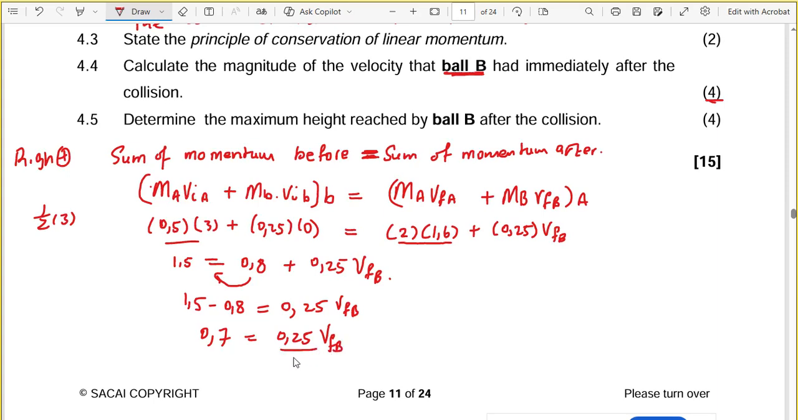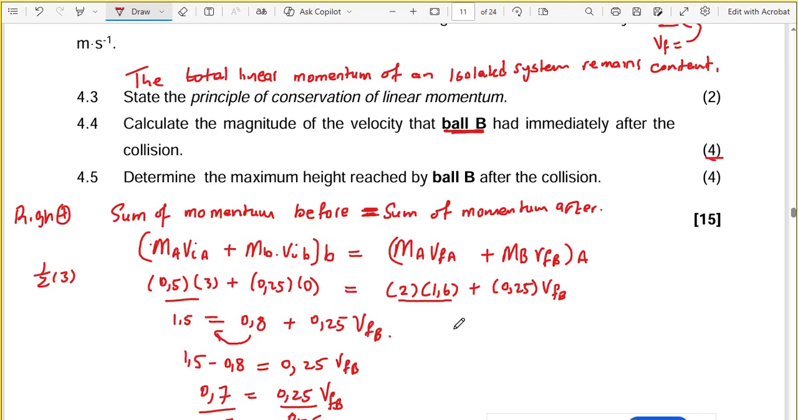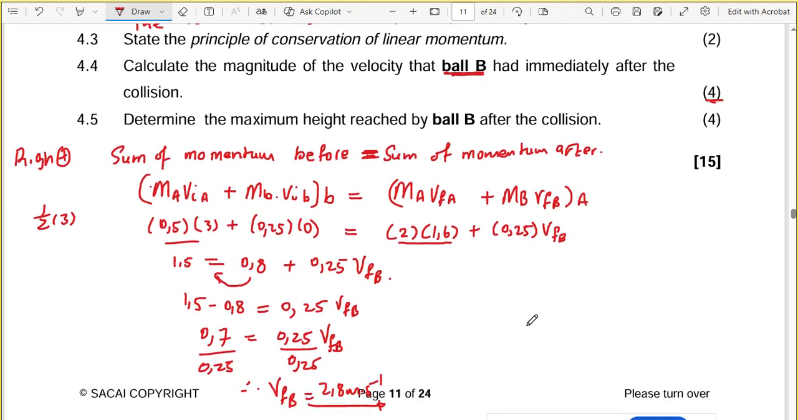VFB. Then I'm going to divide this side by 0.25, divide the other side by 0.25. Therefore, my VFB is equal to, what is your answer when you divide your answer by 0.25? 2.8. You got 2.8? Okay, so this will be 2.8 meters per second. And that's your answer. Do you understand how this works? Yes, sir.